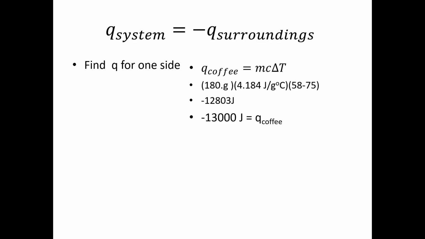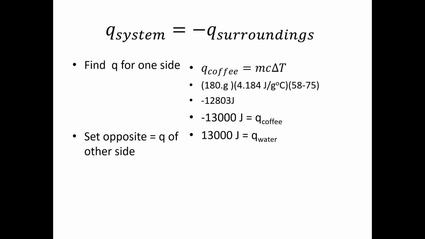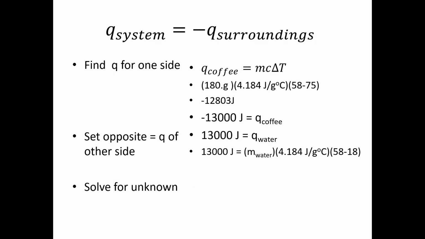What's Q of the water going to be? Going to be the same thing, right? Because it's the surroundings, but positive. So it'll be positive 1,300. Then I plug that in with the mass being my unknown. And after shuffling things around, I find it's 78 grams. Well, that's quite a bit of water compared to the amount of coffee that I have. It's almost half as much. It might be a better idea to use an ice cube.